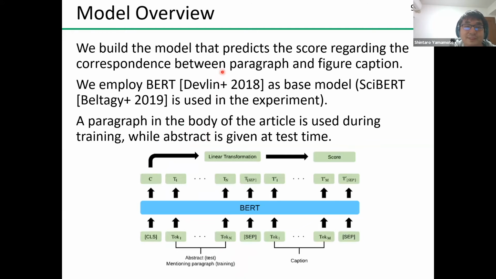We build a model that predicts the score regarding the correspondence between a paragraph and a figure caption. We employ a pre-trained BERT model as the base model. In the experiment, we use the SciBERT model, which is pre-trained on scientific publications. During model training, we consider the paragraph which mentions the figure, and in the test phase, we consider the abstract of the paper as input.